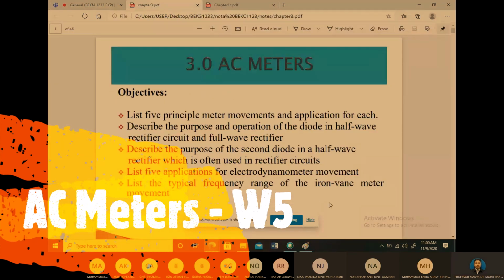So boleh nampak tak slide yang saya sharekan? Can you see my slide? AC meters. Boleh sir. Boleh sir, boleh. Okay.